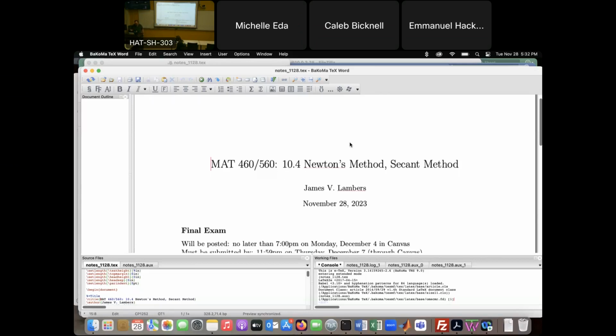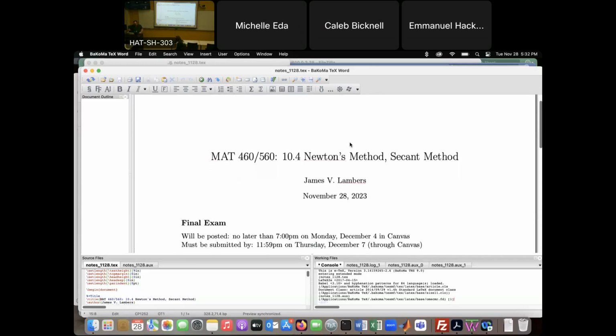First, on the announcement side of things, the final exam will be a take-home format similar to a midterm. So make sure that it is posted in Canvas by this time of the day, the Monday of finals week, as an upper bound on the upload time.